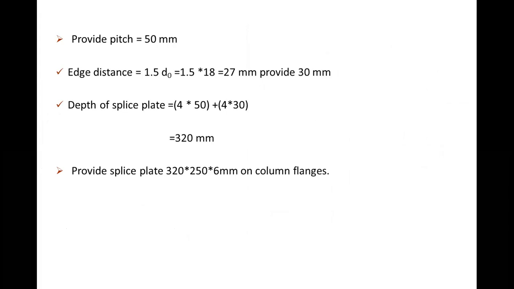So the depth of the splice plate is equal to 4 multiplied by pitch distance plus 4 multiplied by end distance. So our depth of the splice plate is equal to 350 mm. So the provided splice plate has depth 350, width 250, and 6 mm thickness on the column plate.